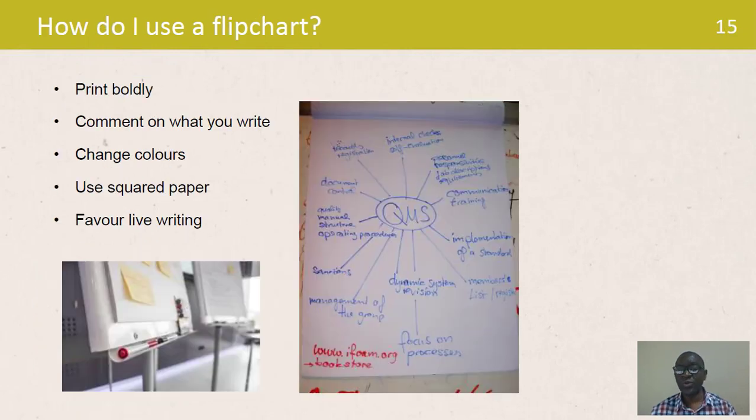How to use this tool? Write visibly and boldly. Make sure the characters are legible. Stand and write next to the board, not in front of it. Comment on what you write by talking to the participants. Focus on the group, not on the board. Change colors to emphasize and highlight. Use squared paper if you plan to use diagrams. Favor live writing. Fill it in as you go along.